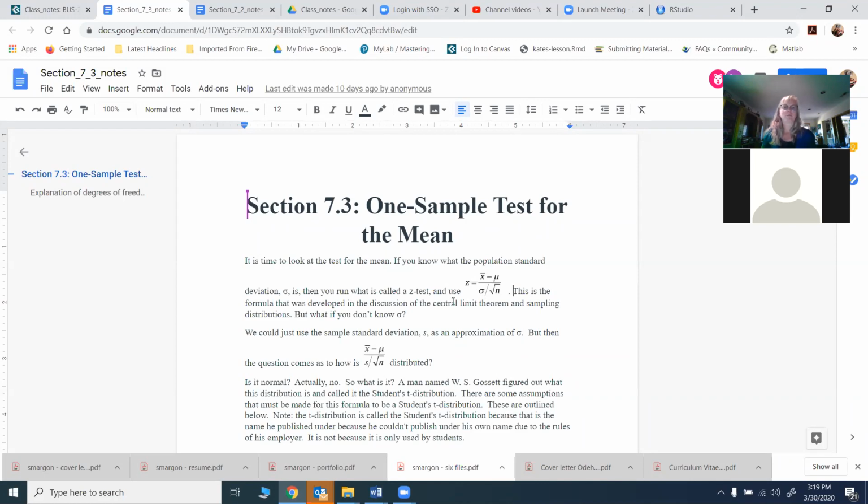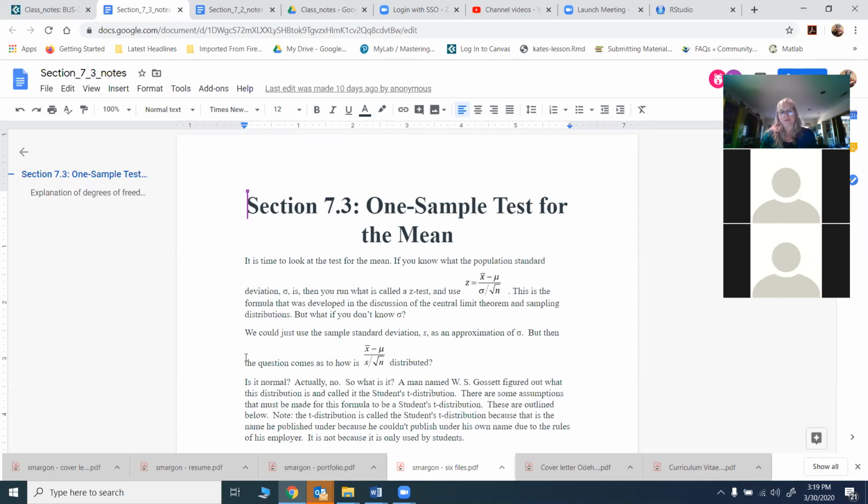So the question comes up, what if I don't know the population standard deviation? What do I do in that case? If I don't know the population standard deviation, I could just use the sample standard deviation. That makes sense. Why not use them both? So back in the early 1900s, people started asking the question, can I do that? Can I just use the sample standard deviation and replace it in there? Is it still a normal distribution? And the answer is no, it's not. And so they started looking to see what it was and how to figure it out.